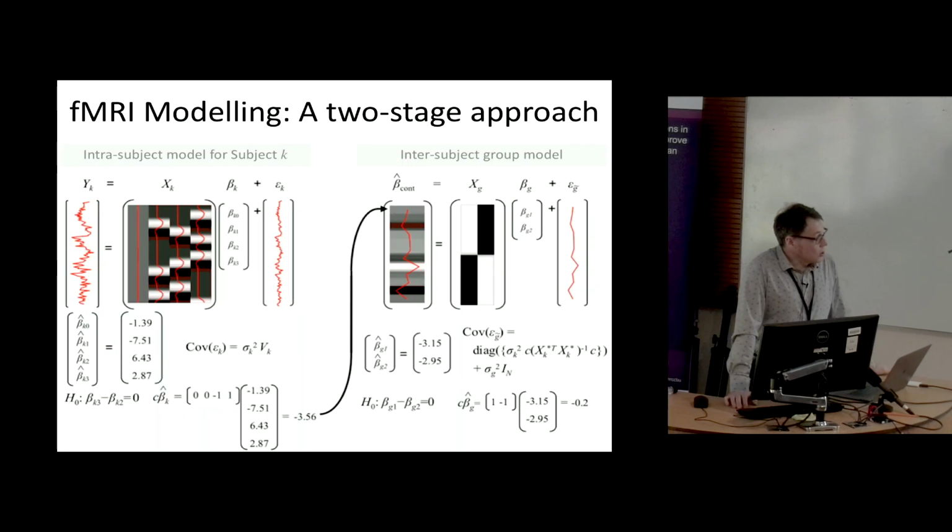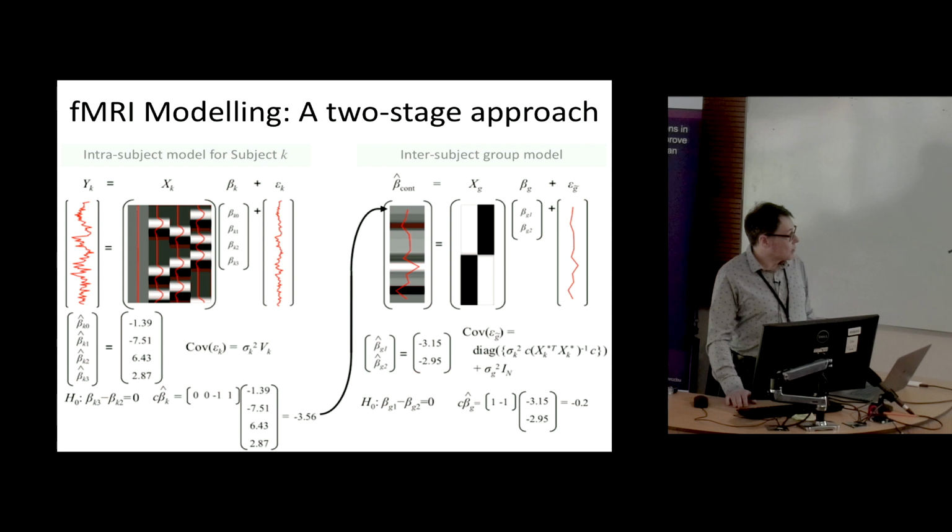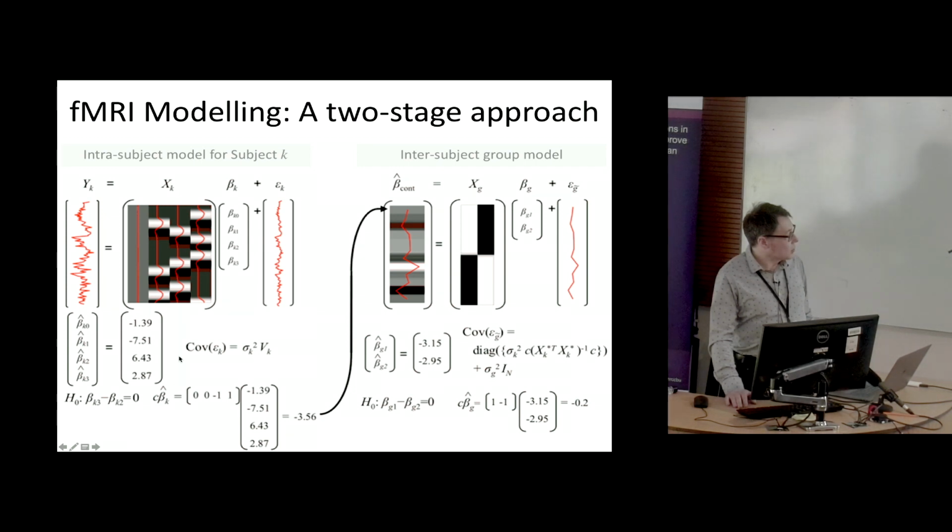So this is a cartoon of how we all analyze task fMRI data at the group level. We do it in a two-staged approach. At the first level, we fit a general linear model that expresses the experimental design, and that gives us parameter estimates for the relative height. We always summarize those parameter estimates with some sort of contrast. Usually we're just boiling this down to a single number.